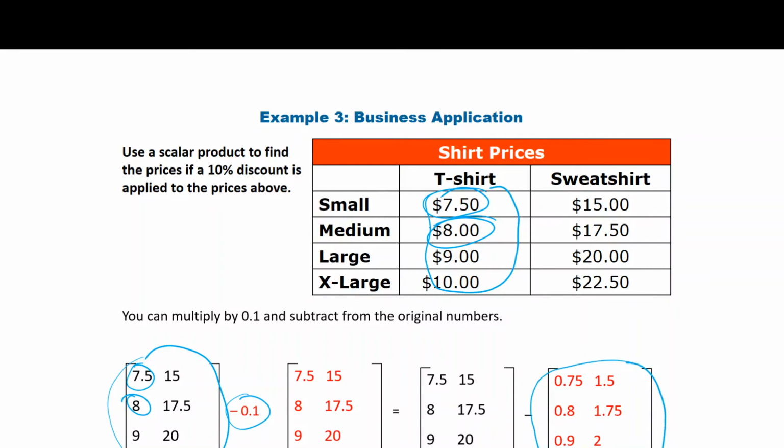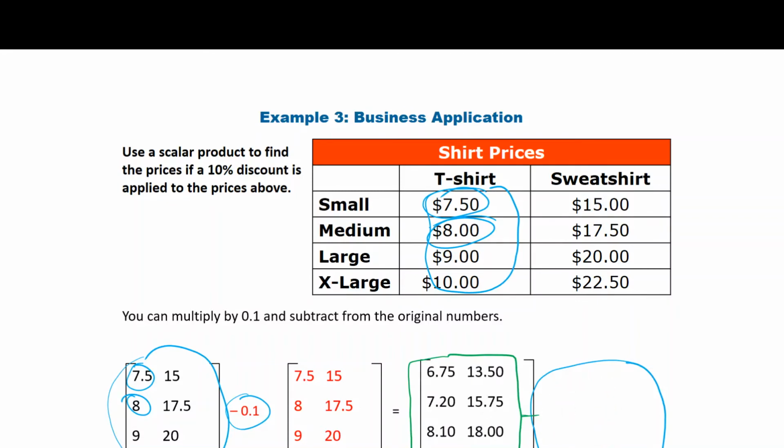All right, so what they're telling us to do is take our original table and subtract our new values, which were the 10% of our original. And when we do that, you end up with a new matrix, which is 6.75. Each t-shirt would be $6.75. That would be the 10% discount on that t-shirt, and the 10% discount on the sweatshirt would be $13.50. So I think that's kind of a lot of work to have to multiply by the 0.1 to find your 10% and then subtract it from the original number. I think that's a little bit more work.